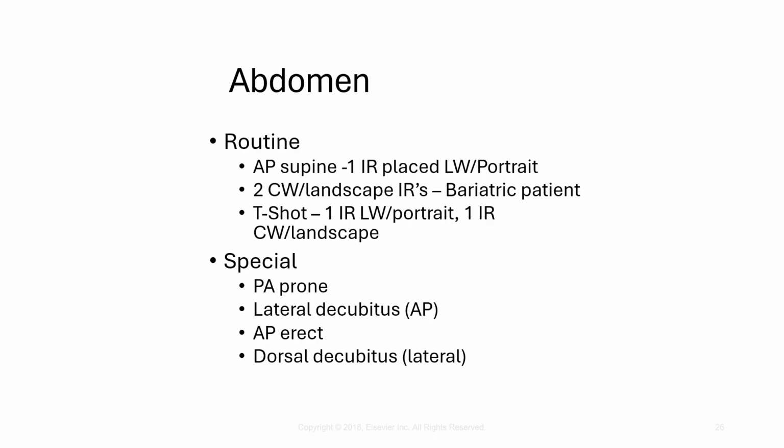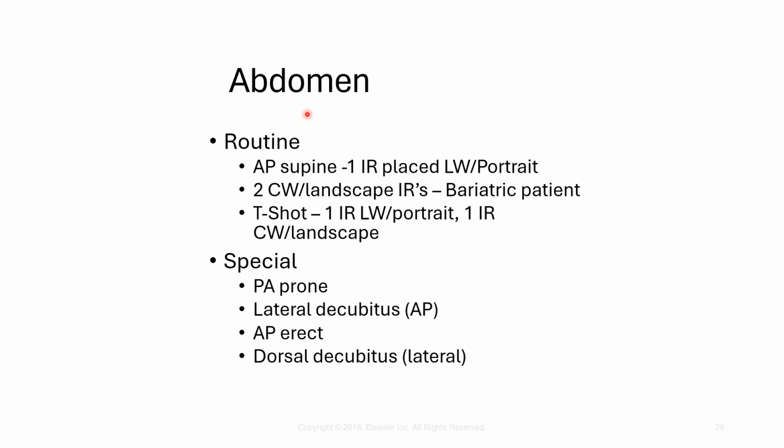And last but not least are bariatric patients. Bariatric patients probably are going to require multiple IRs. Ideally, they're going to require 2 IRs placed landscape with overlap, but occasionally you will have a patient that is large enough that they require abdominal quadrant images, meaning 1 IR for each quadrant of the abdomen.